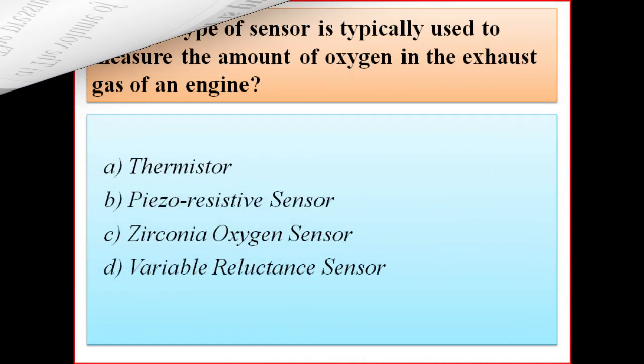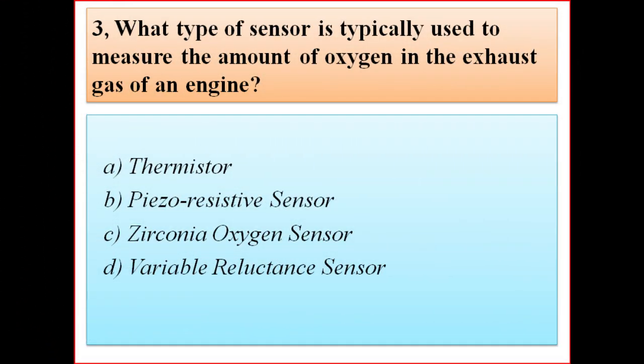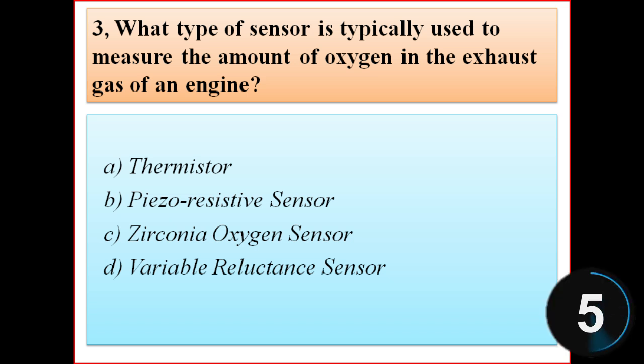3. What type of sensor is typically used to measure the amount of oxygen in the exhaust gas of an engine? A. Thermistor. B. Piezoresistive sensor. C. Zirconia oxygen sensor. D. Variable reluctance sensor.